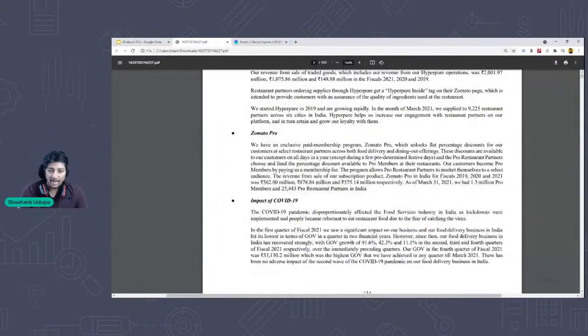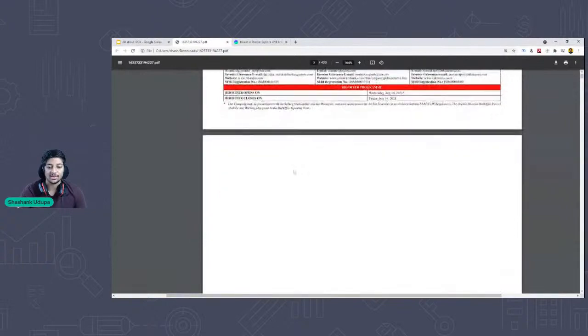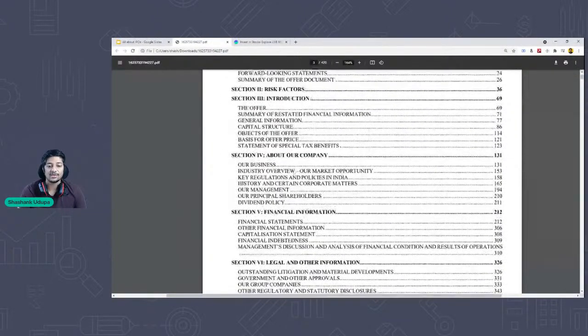Now, apart from our business, I'm going back up to the table of contents. There is something else you want to see as well, which is below our business. It is something called industry overview, our market opportunity. Now, why is this also important to see? Because for every company that comes out of an IPO, you want to see whether this is a saturated industry, or is this industry very big that I can even come now, invest, and it has opportunity to grow, right? So I want to see whether this is a growing industry or not. And even if it is a growing industry, how much is it growing by? So that is something I want to see.